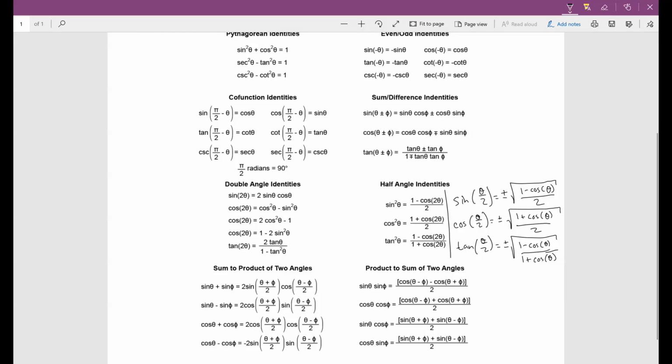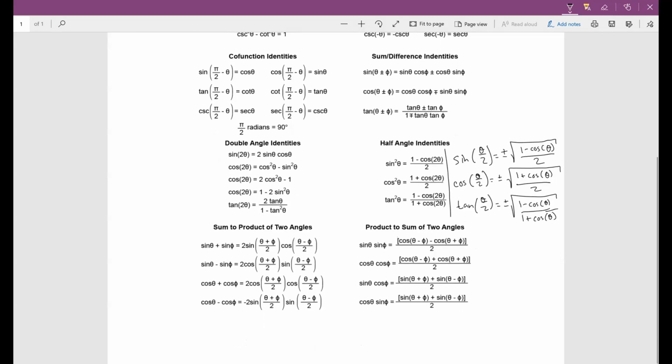Then you have some other identities, the sum and difference identities. Basically, if you have the addition of two angles, you can just use this formula to figure out what that addition of two angles is. You have the double angle identities. If you have an angle that's multiplied by a factor of 2, you can simplify it. Notice that cosine actually has 3 different kinds, so you can choose whichever you'd like. They're all going to be the same.